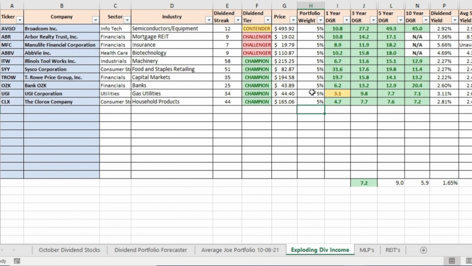Now you'll notice here we've only got half of our portfolio filled up here, and we're already tracking really great on our dividend growth rates, even though we don't even have these positions filled, at 7.2%. Growth rate 9% and 5.9% here on the 10-year.